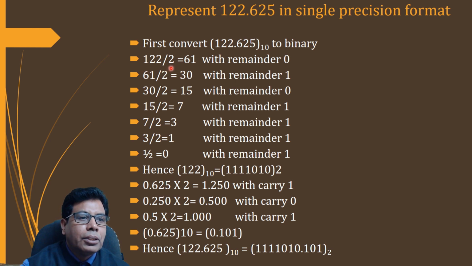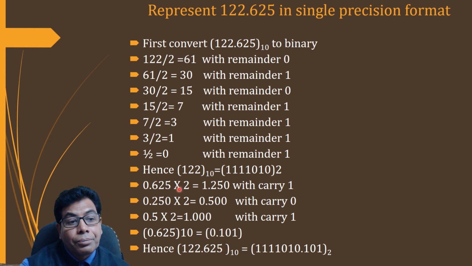So 122 divided by 2, we get 61 with remainder 0. Then 61 divided by 2, 30, remainder 1. Then 30 divided by 2, 15, remainder 0. Then 15 divided by 2, 7 with remainder 1. 7 divided by 2, 3, remainder 1. 3 by 2, we get quotient 1, remainder again 1. 1 by 2, quotient is 0, remainder is 1. So if you go in this direction, 1, 1, 1, 1, 0, 1, 0. So 122 will be 1111010. So that is the binary.